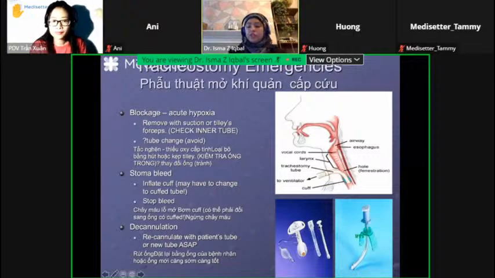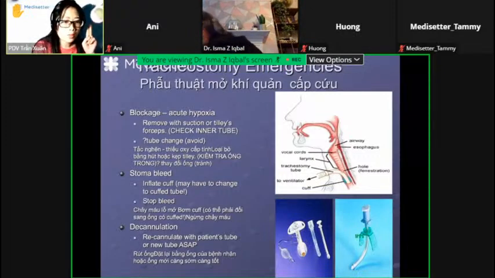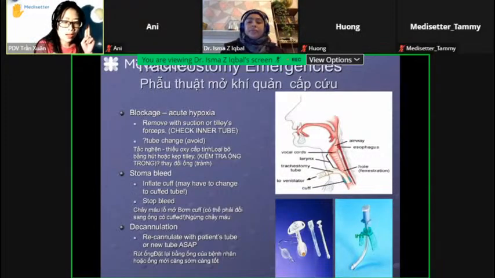And this is a cuffed tube. It's got an inner tube which slides into here, and then it's got an introducer which also helps guide you into the airway.